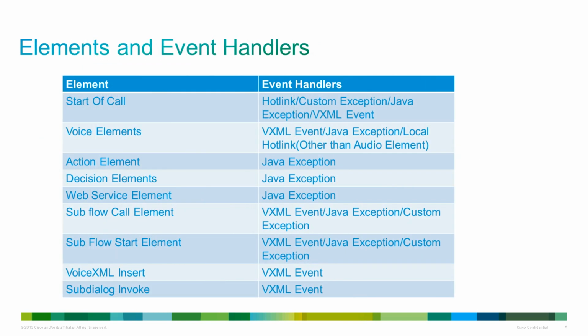For different elements in Call Studio, there are different types of event handlers. For start of call, there are hotlink, custom exception, Java exception, and VXML events. Then voice elements, it will be VXML event, Java exceptions, and local hotlinks. And for audio element, local hotlink is not available. Then for action, decision, and web service elements, it will be only Java exception. Then for subflow call and subflow start elements, we can handle VXML event, Java exception, and custom exception. Then for VoiceXML insert and subdialog invoke, we can handle only VXML events.